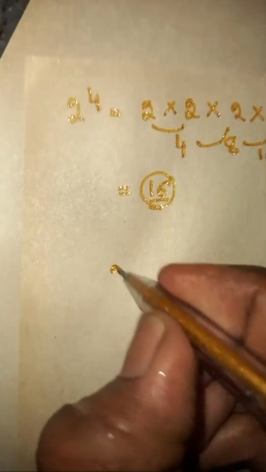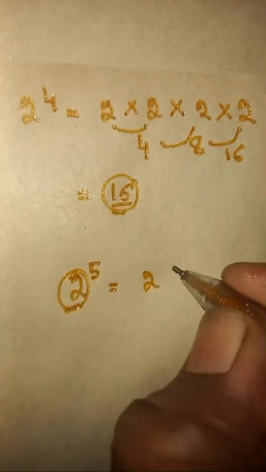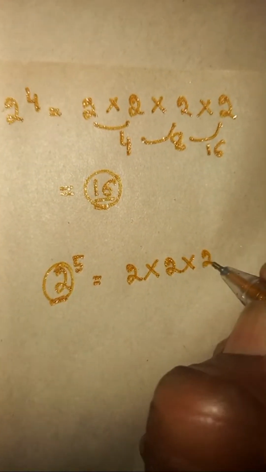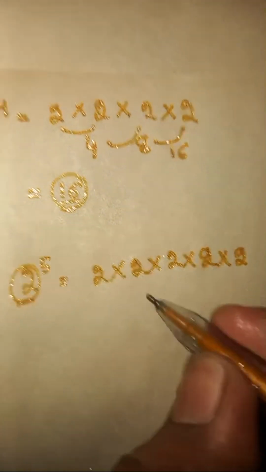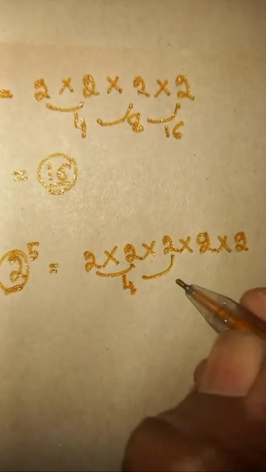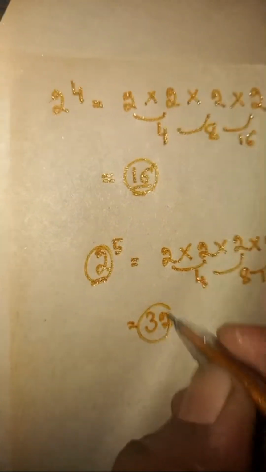In the same way, if you take the power of 5, you must multiply the base number 2 five times, that is 2 times 2 times 2 times 2 times 2. 2 times 2 is 4. 4 times 2 is 8. 8 times 2 is 16. 16 times 2 is 32, so it's going to become 32.